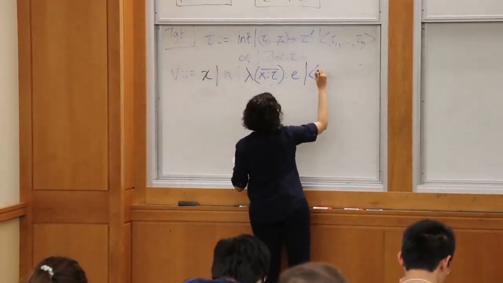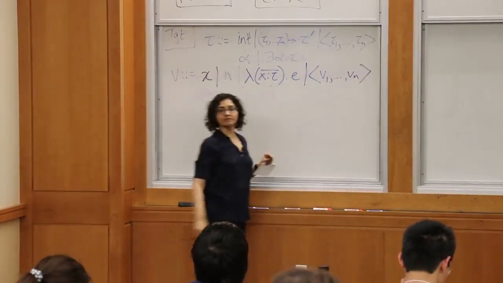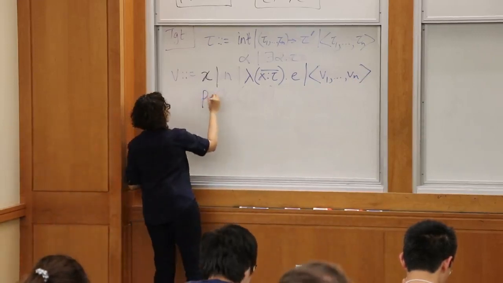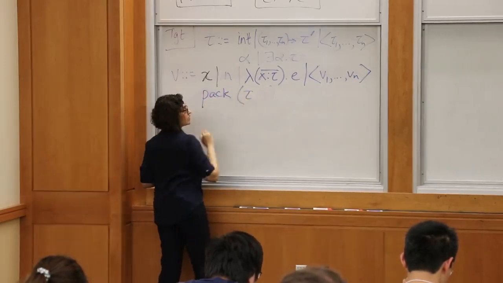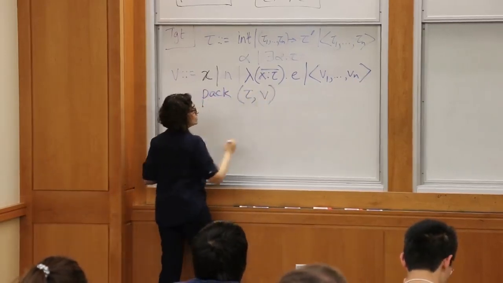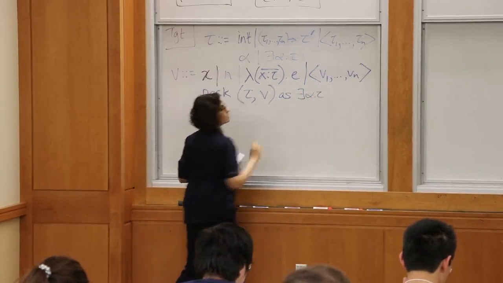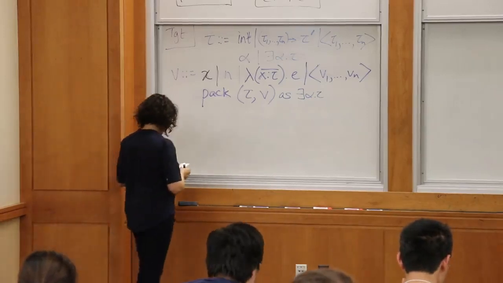Yes, variables. Tuples. Okay, so these are all my value forms still. And then I need a value for pack. So I can create a package with a witness type tau and a value v. And we normally annotate our packs with the type that you want to pack it at. I'll talk about that when I write down the typing rule for that.